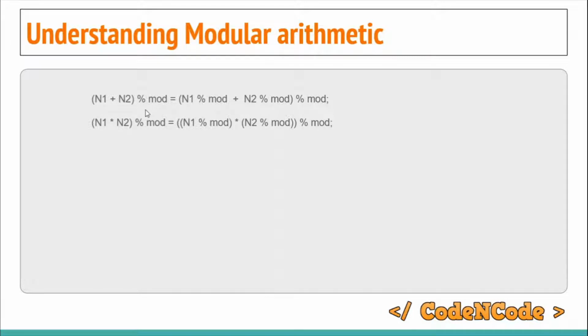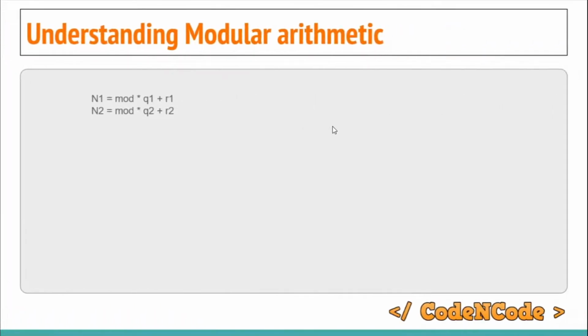You might have seen these formulas at many places: the sum of two numbers modulo MOD can be calculated as (n1 modulo MOD plus n2 modulo MOD), then the whole thing modulo MOD. The same formula goes for multiplication: n1 times n2 modulo MOD is equal to (n1 modulo MOD times n2 modulo MOD), then the whole thing modulo MOD. Why do these formulas work, and what is the proof? Remember, the same doesn't work for division. For division we calculate the modulo multiplicative inverse, but it works for addition, subtraction and multiplication.